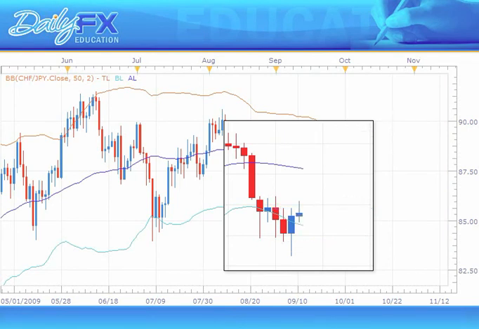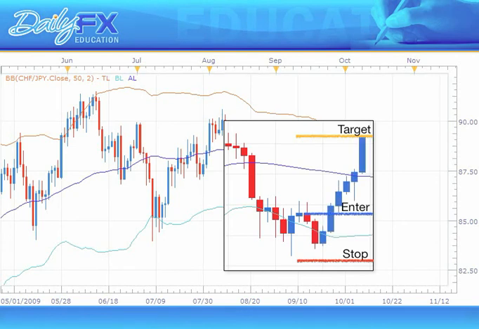So we enter again on the open of the next candle, since this blue candle closed back inside the lower band as well. Again, we set our stop just below the low of this blue candle and take twice that distance as our profit target. This time the trade works out and our target is hit. Notice that in this 2-trade sequence, we incurred a losing trade, yet we still made a net of 160 pips.